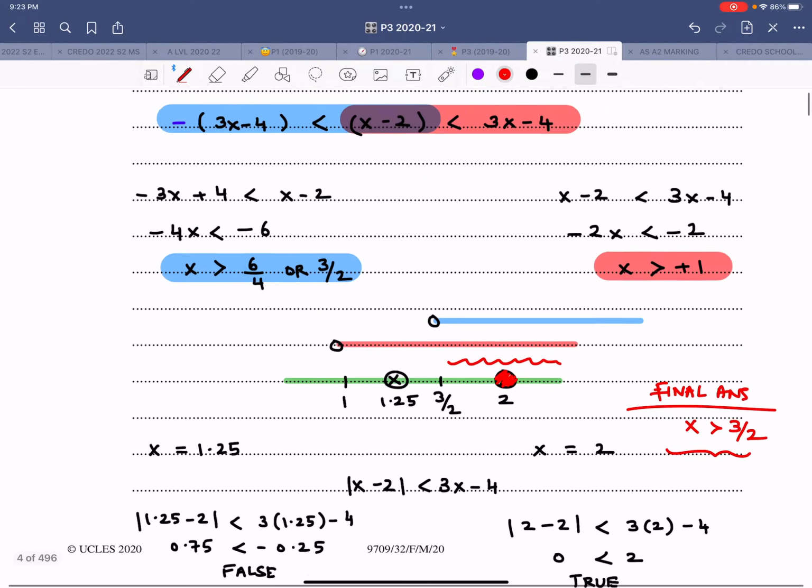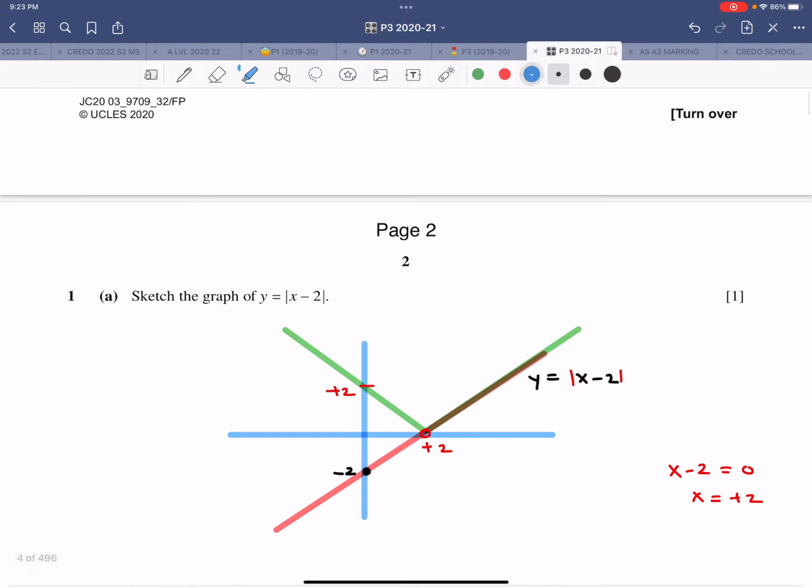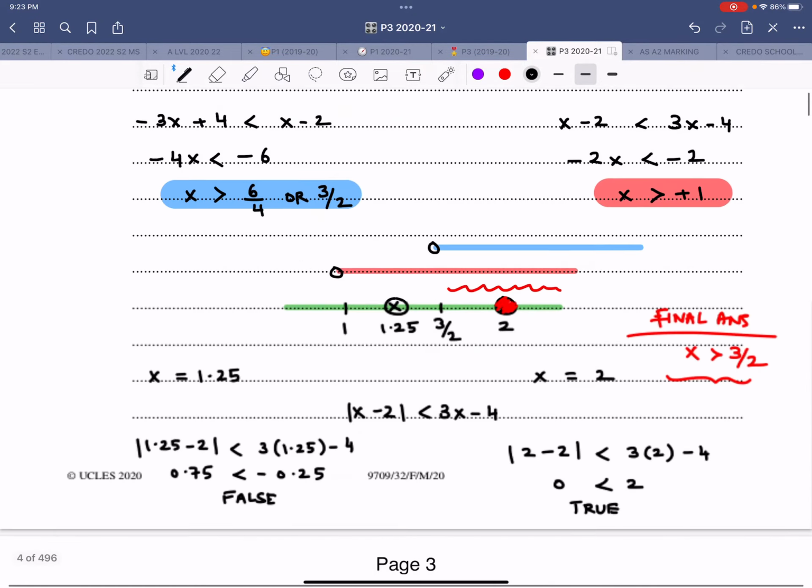So now that is the first question. Let me label it. This question is about modulus graph and inequality. That is the first part for this. So now let's move on to the next one.